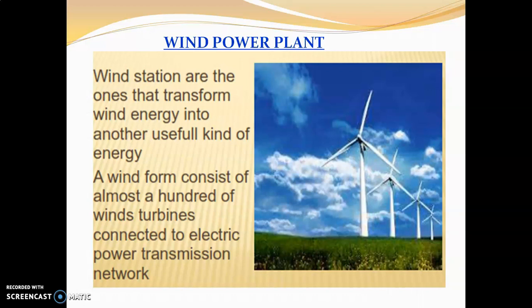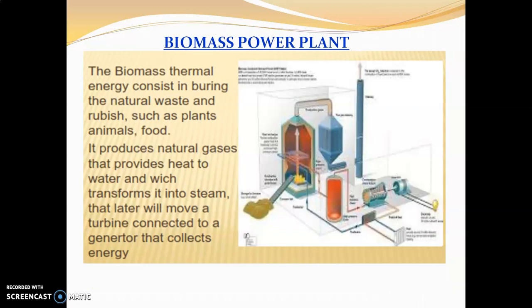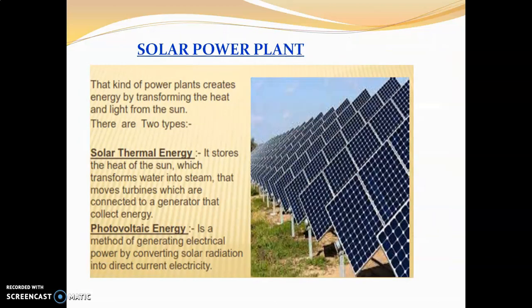So this is the wind power plant. The wind stations are the ones that transform wind energy into a useful kind of energy. The wind farm consists of hundreds of wind turbines connected to an electric power station network. Biomass power plant. This is the diagrammatic representation of a biomass power plant. Biomass thermal energy consists in burning natural waste and rubbish such as plants, animals, food, etc. It produces natural gases that provide heat to water and transform it into steam. That later moves a turbine connected to a generator that collects the energy.